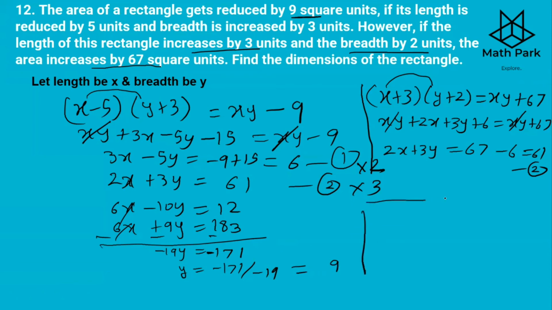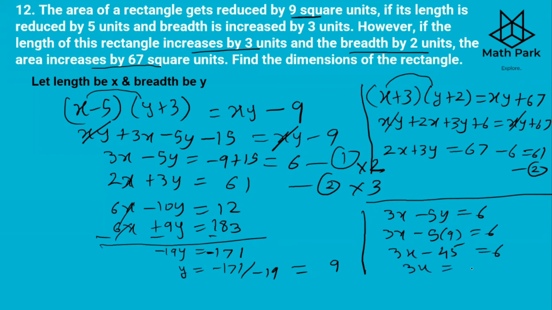So let us substitute the value of y is equal to 9 in equation number 1. So equation 1 is 3x minus 5y is equal to 6. So we put the value of y as 9. So 3x minus 5 into 9 is equal to 6. So 3x minus 45 is equal to 6. 3x is equal to 6 plus 45.